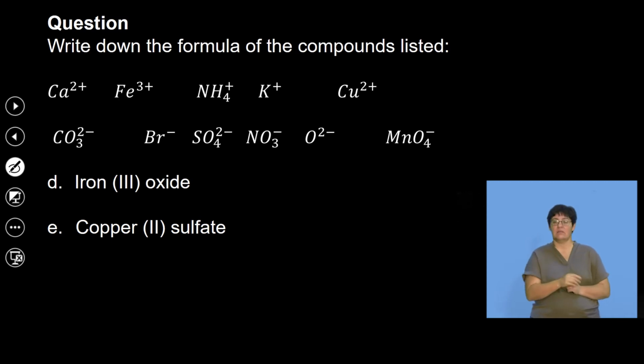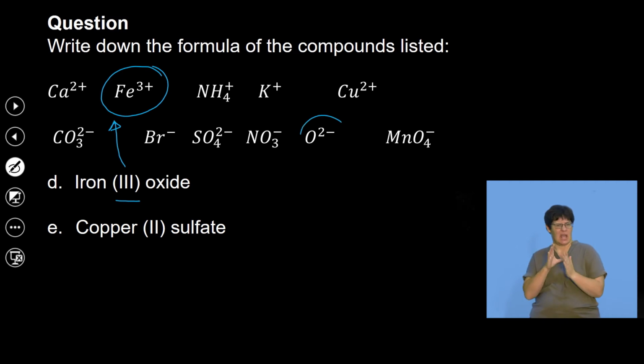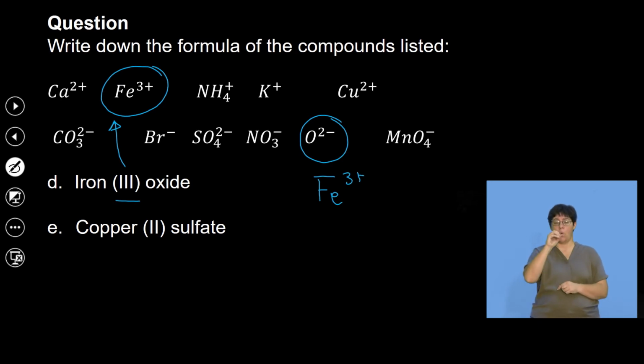Of particular interest to us is this 3. This suggests something about this transition metal, that it has got a charge of 3+. So this is the ion that we are talking about. That's the ion 3 that we are talking about. But the oxide is 2-. So in this case, we've got Fe 3+ and O 2-.